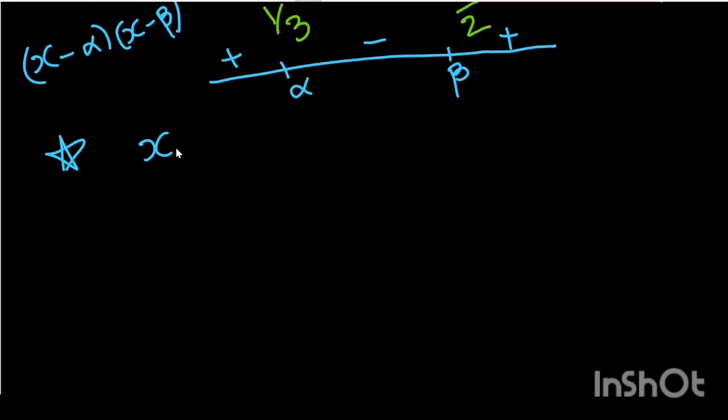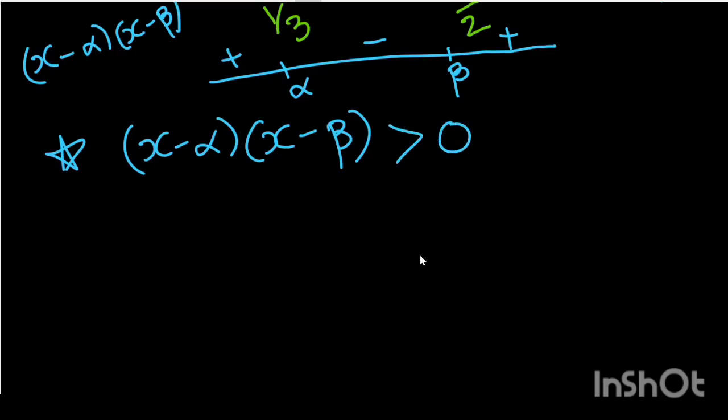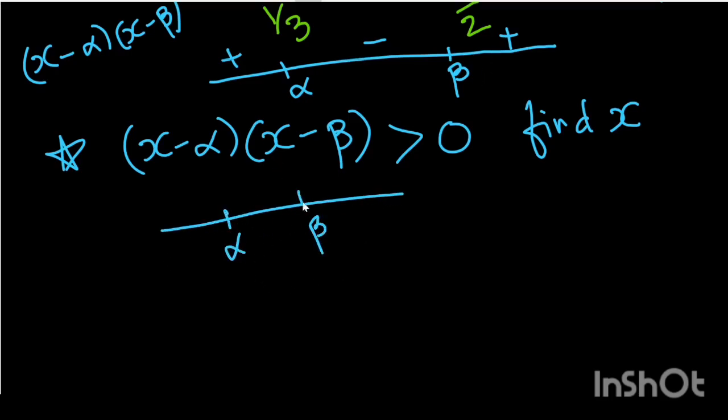If (x minus alpha)(x minus beta) is greater than 0, what is x? This is the formula that we are writing. Using this plus, minus, plus pattern, we can say that plus means the expression is positive, so this we will take, and this we will take, which is minus infinity to alpha union beta to infinity.